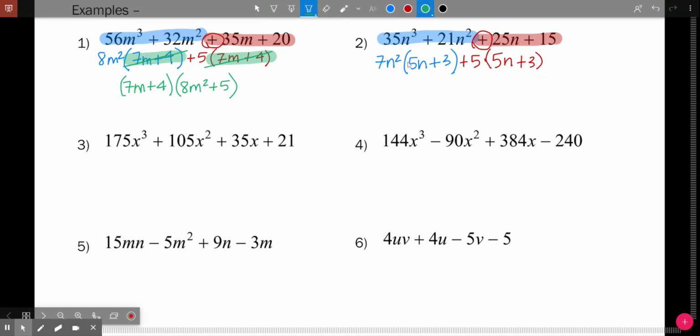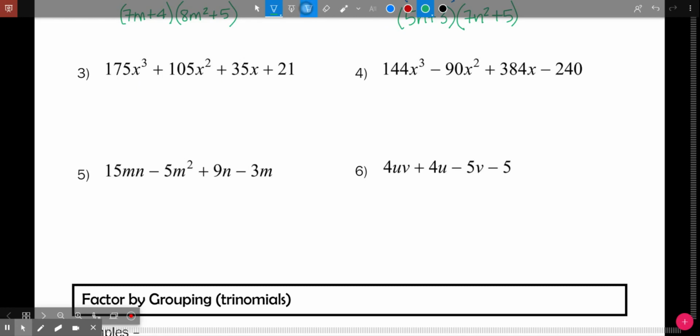At this point, again, we have a new greatest common factor, 5n plus 3. So I'm going to move it to the front of a new set of parentheses. And when I divide by 5n plus 3, my second set of parentheses is what's left over. In number 3, same process. I'm going to group my first two terms together and my last two terms together.